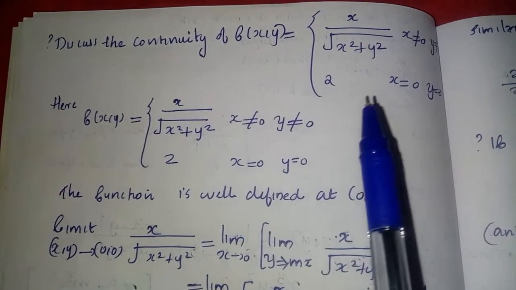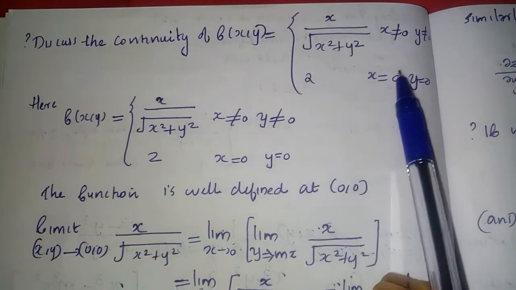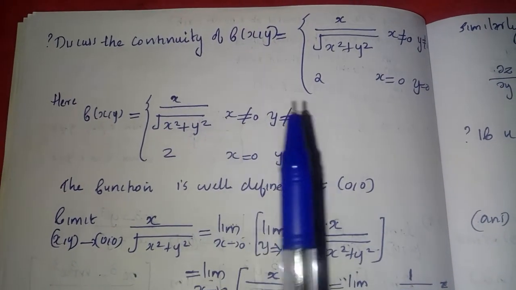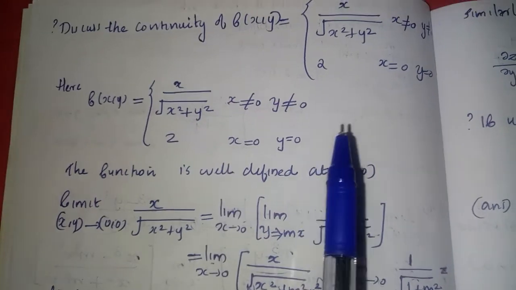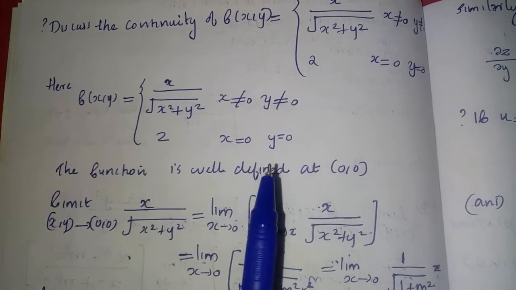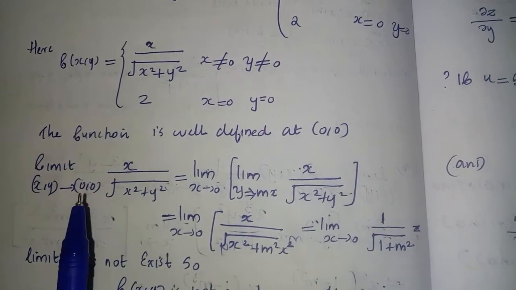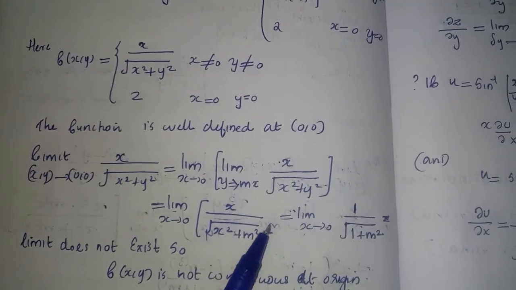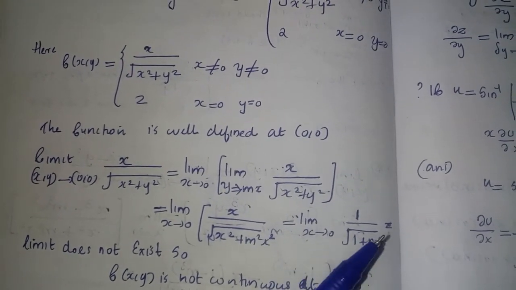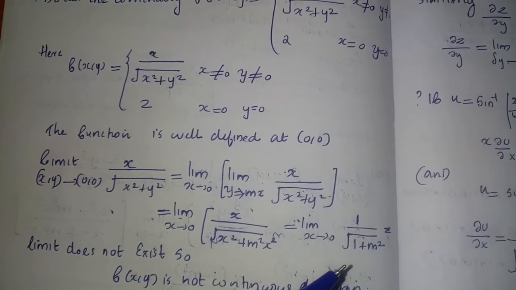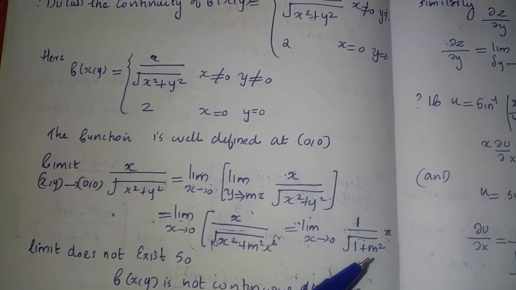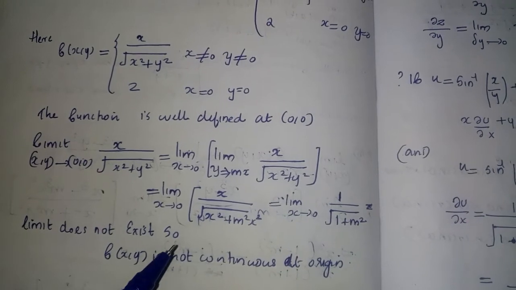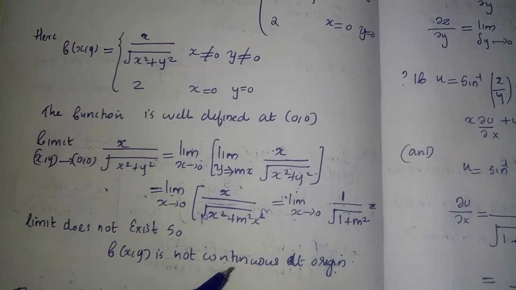Second problem: discuss the continuity of the function f(x,y) equal to x divided by the square root of (x square plus y square) when x is not equal to 0, y is not equal to 0, and 0 when x equals 0, y equals 0. We have to check the continuity of the function at (0,0). The function is well defined at (0,0), and we have to check the limit of the function at (0,0). So we put y equal to mx and get the limit in which m is present. If the limit contains m, it means the limit does not exist. So f(x,y) is not continuous at the origin.